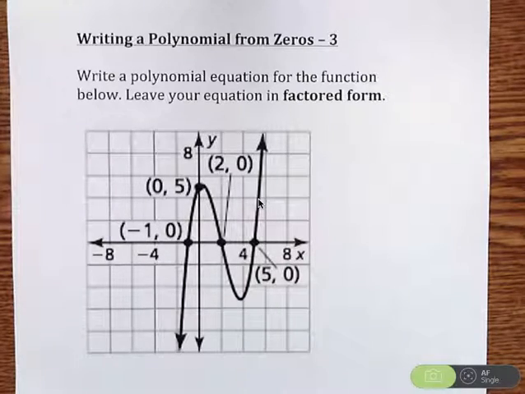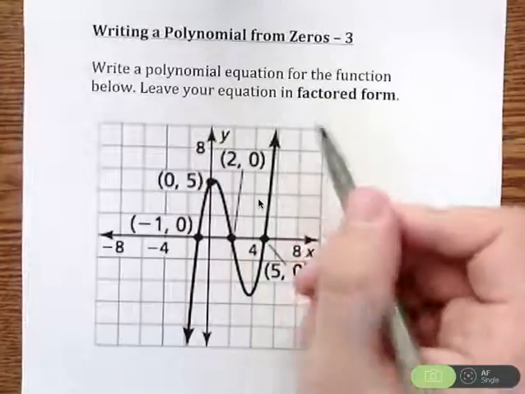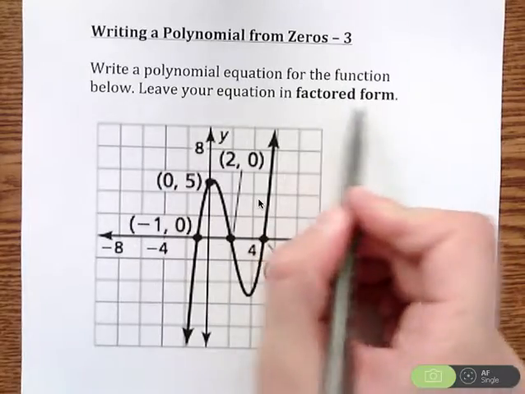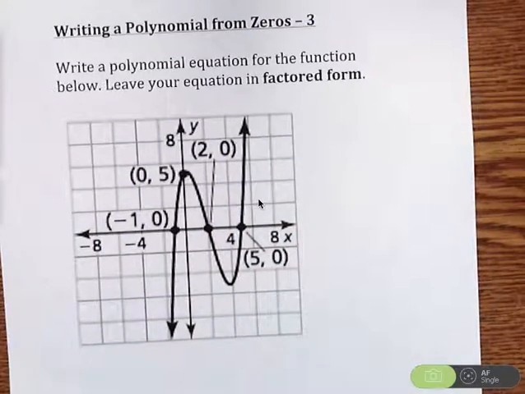Alright, this is my third video on writing a polynomial from zeros. So the directions on this problem say, write a polynomial equation for the function below. Leave your equation in factored form. So that's going to be important here in a little bit.